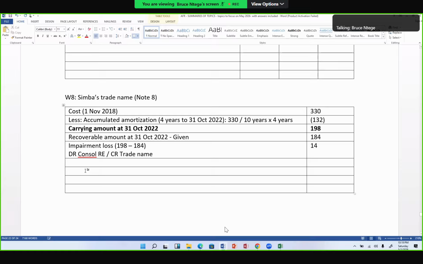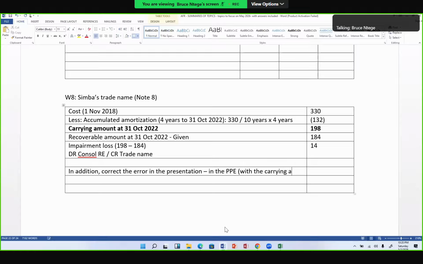Okay, so in addition, I need to correct the error in the presentation, because they presented all this in PPE, where they presented this in the PPE account. So they presented the PPE with the carrying amount.